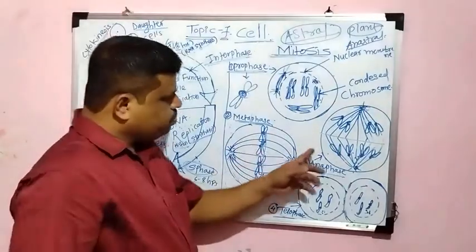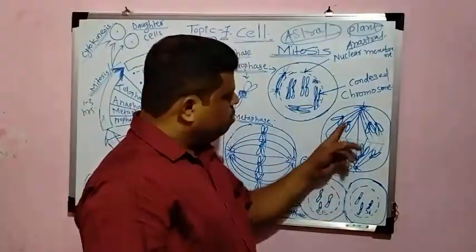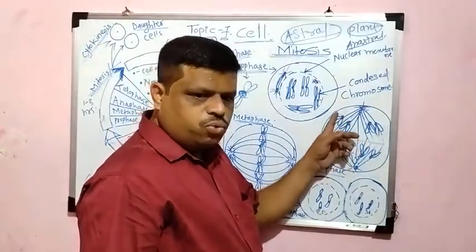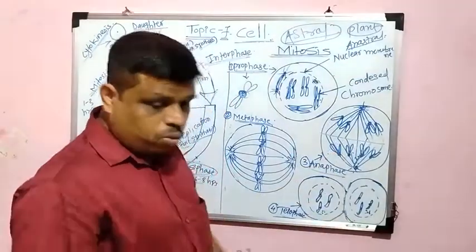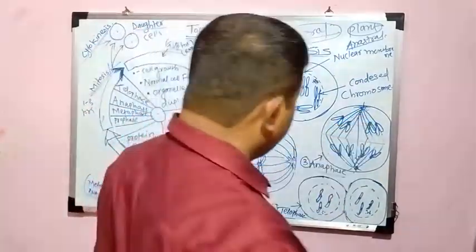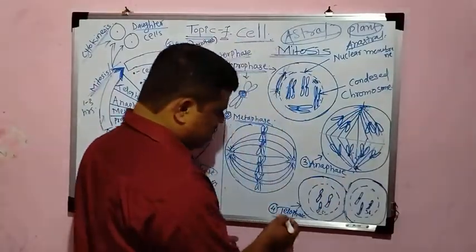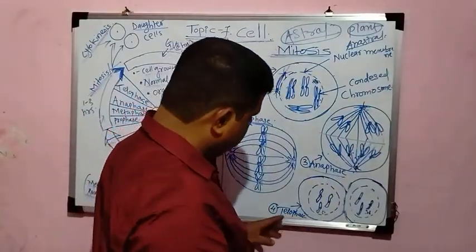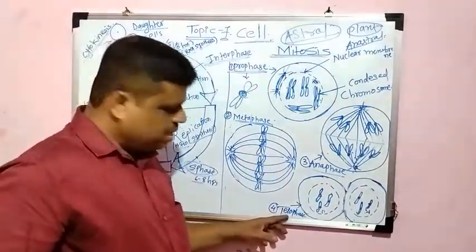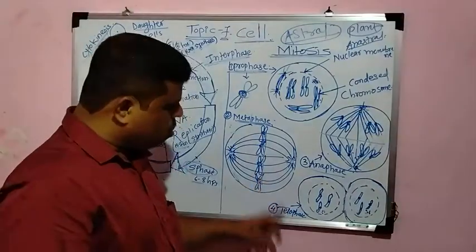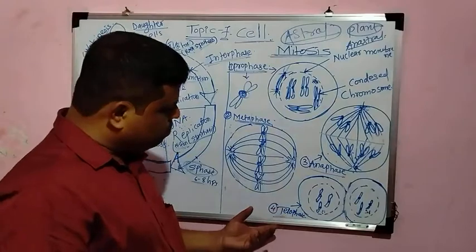Then anaphase. In this anaphase, the centromere of each chromosome divides into two chromatids, and these divided chromatids are pulled towards the opposite poles on the spindle fibers, followed by telophase, that is called the last or fourth phase of karyokinesis. This involves early telophase and late telophase.